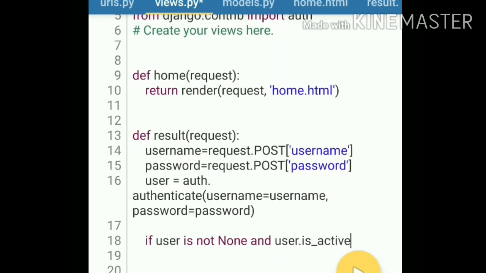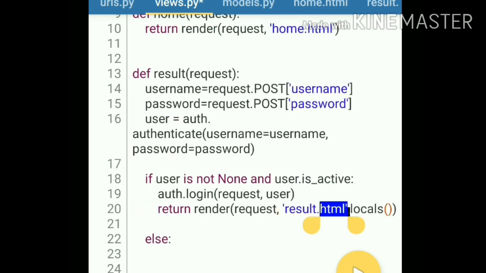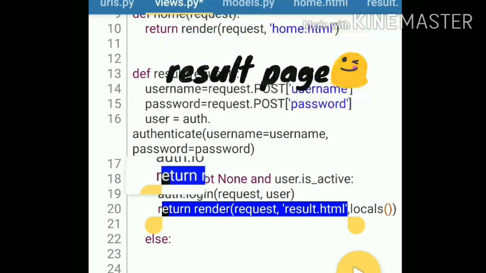So after checking both conditions, I will log in the user. To log in, simply say auth.login, and then we have to pass the request object inside this, and then the user object. So the first object will be request and the other will be user. After this I will send the user inside a login page.